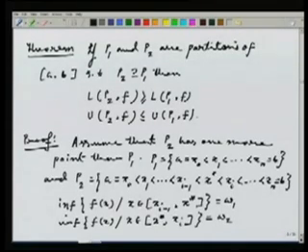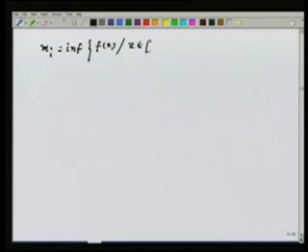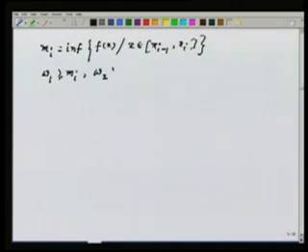Now observe one thing. If mi equals the infimum of f(x) when x belongs to [xi minus 1, xi], then W1 is bigger than or equal to mi, and W2 is also bigger than or equal to mi. Why is it so? Because the infimum of a smaller set is always bigger than the infimum of the bigger set.